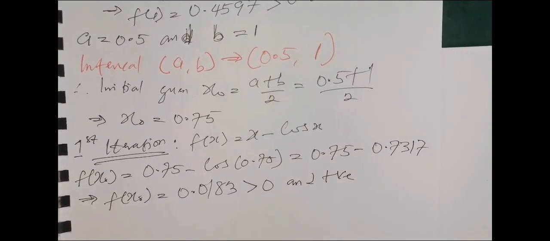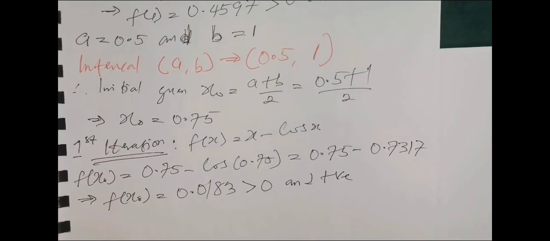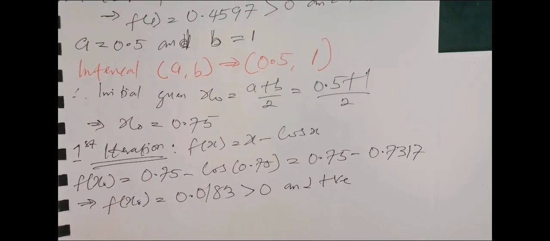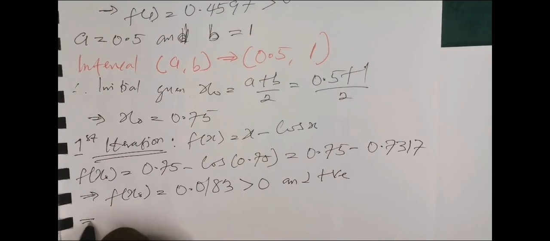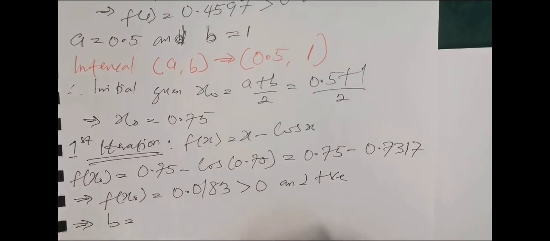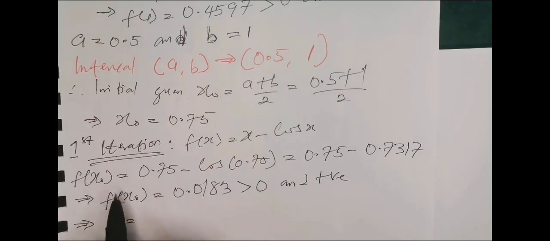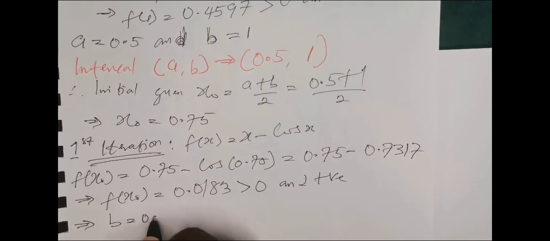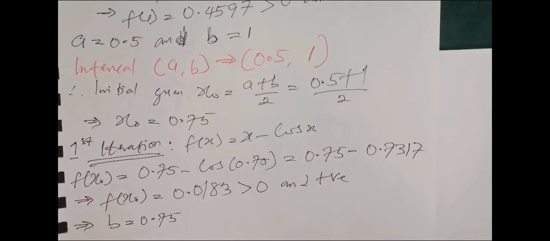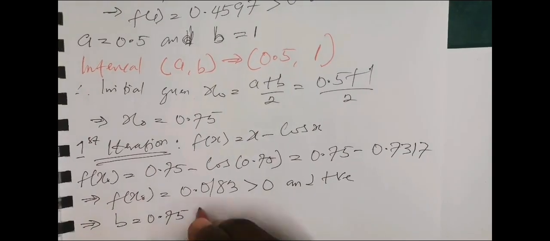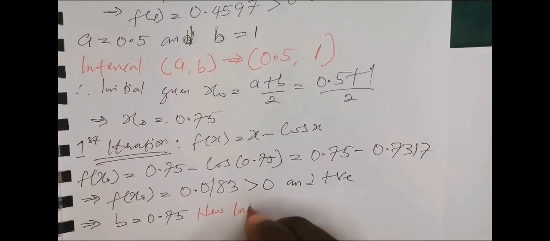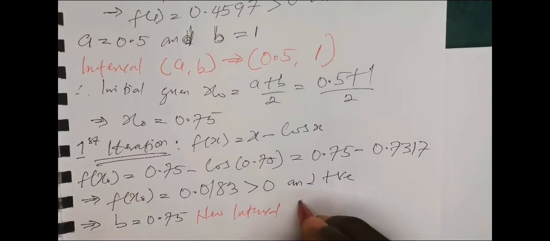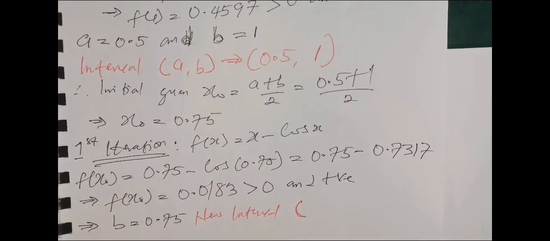So remember what I said earlier, when a value is being put into the function and it gives us positive, it simply means b is going to be that value, and the value we put in here is s0, and s0 is 0.75, so that means b is 0.75. So we form a new interval, now replacing b but keeping a.